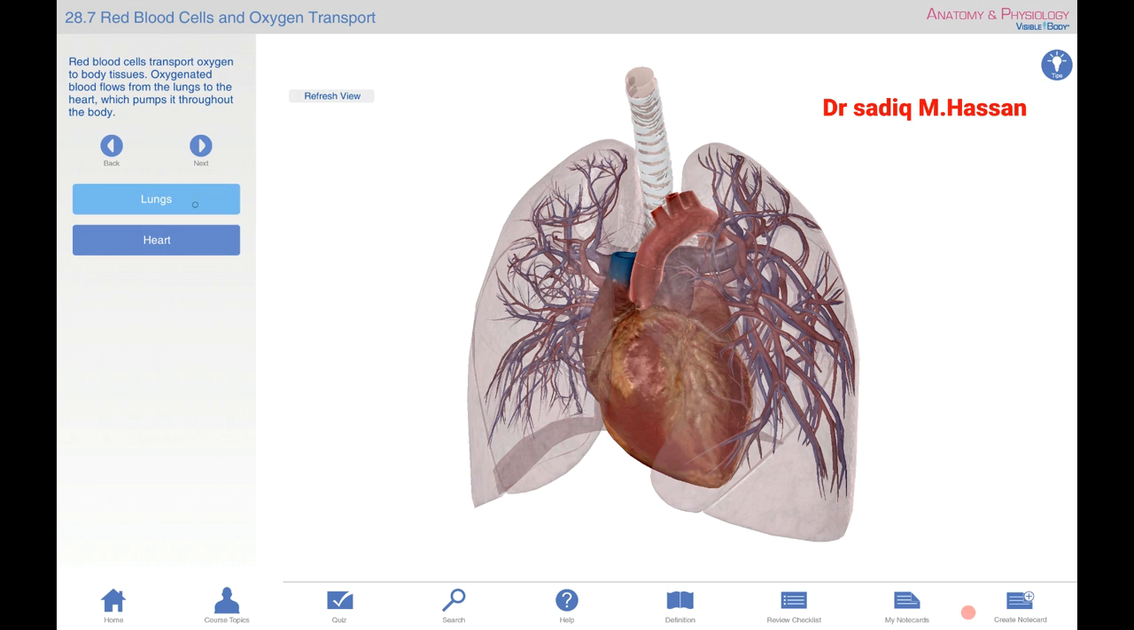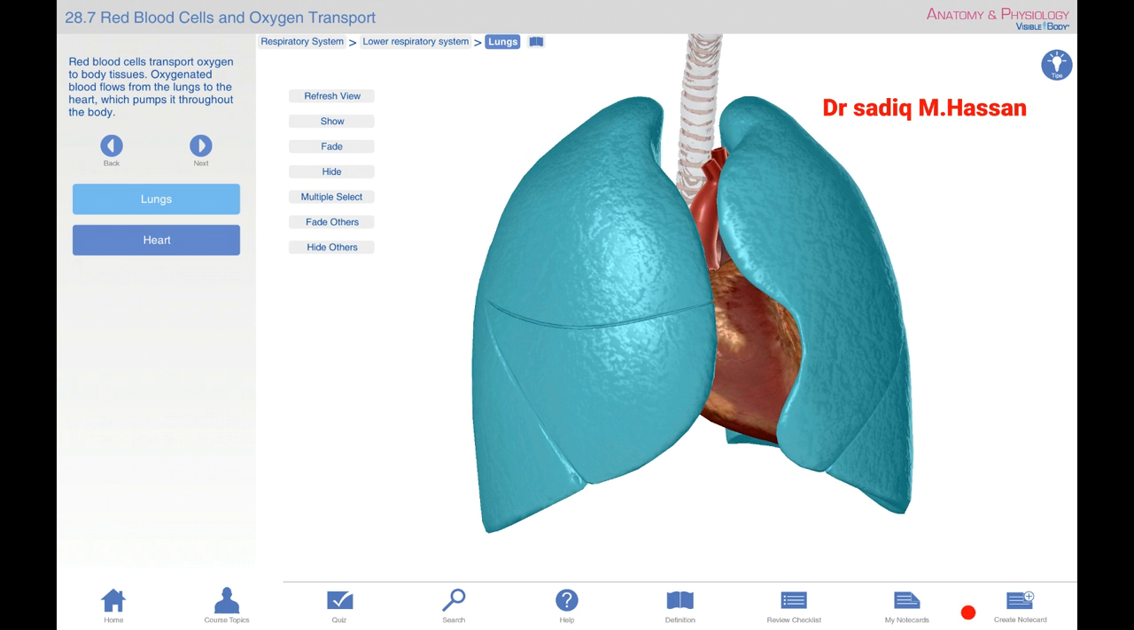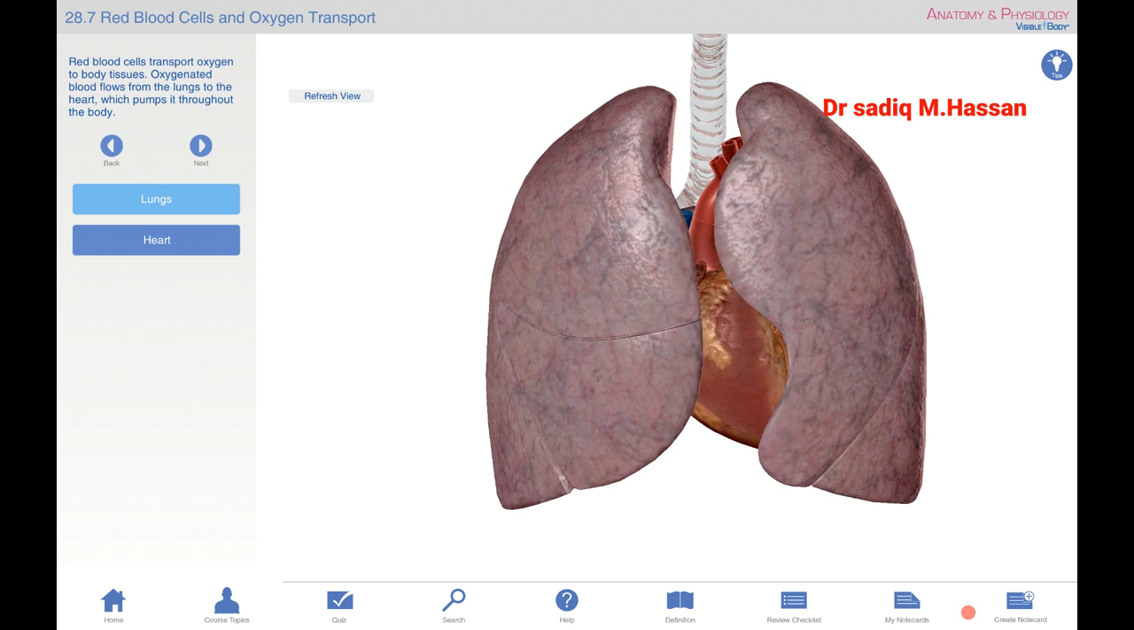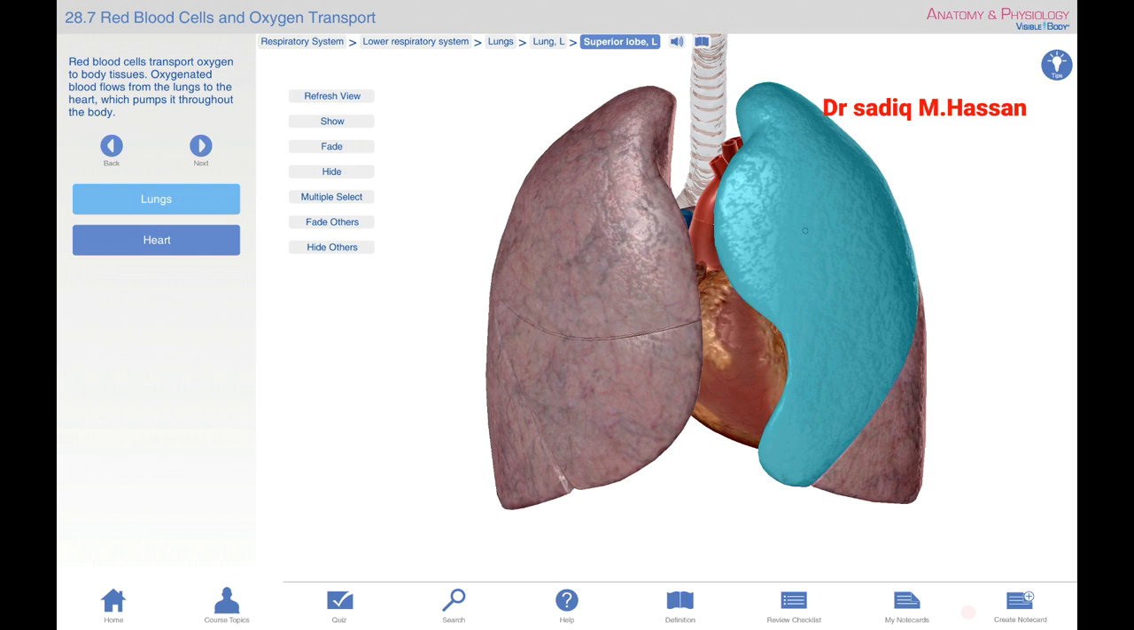Here we see two important organs. What are these two? This is the lung and the heart. The lungs, here we see the lungs. This is the superior lobe of the left lung. In general, everybody has two lungs, the right lung and the left lung.